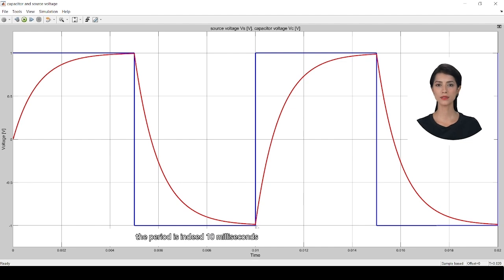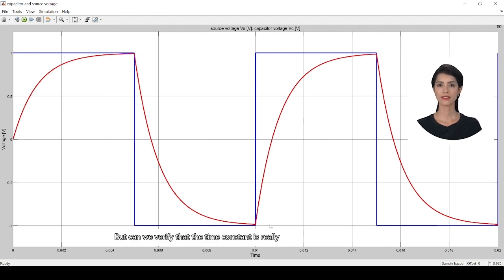As expected, the period is indeed 10 milliseconds. From the graph, we can see that the capacitor can still fully charge, just reaching 1 volt. The same goes for discharging, it manages to hit -1 volt. So, at this frequency, the capacitor is just about able to keep up with the source voltage.